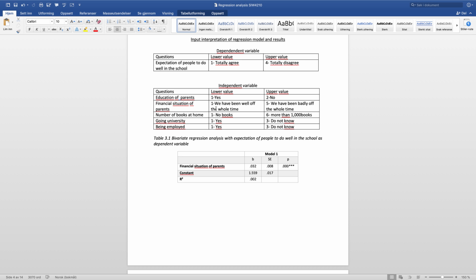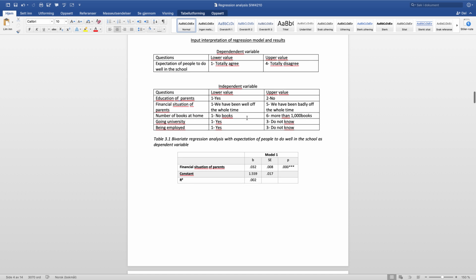But okay, financial situation of the parents. One, we have been well off the whole time. Five, we have been badly off the whole time. I would turn this because it's a bit strange. I would also turn this actually, but it's totally fine. It's absolutely possible to interpret. Number of books goes from one, no books, to six, more than 1,000 books.